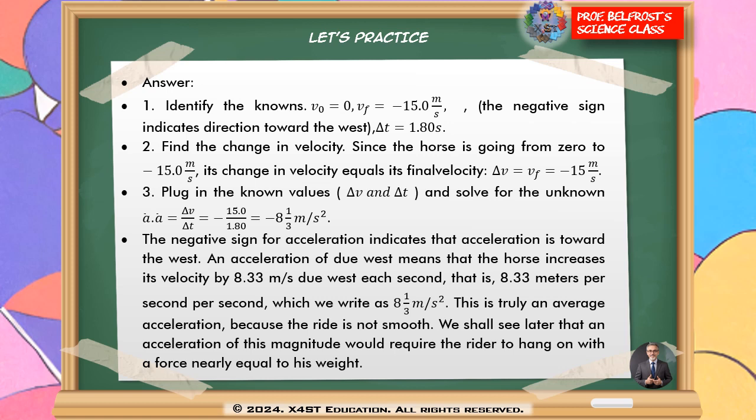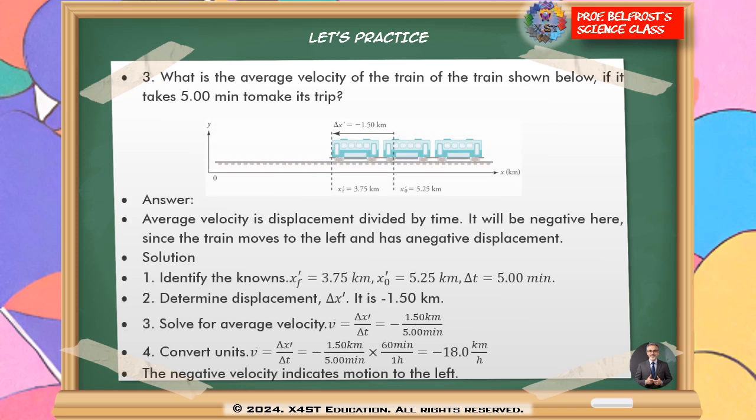Okay, so there's the average acceleration, and here the negative sign indicates the acceleration is toward the west, as we have done in the convention that we have written so far.